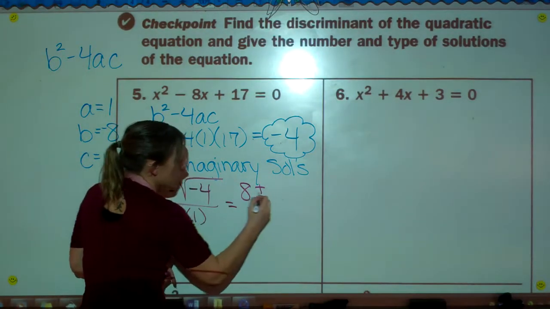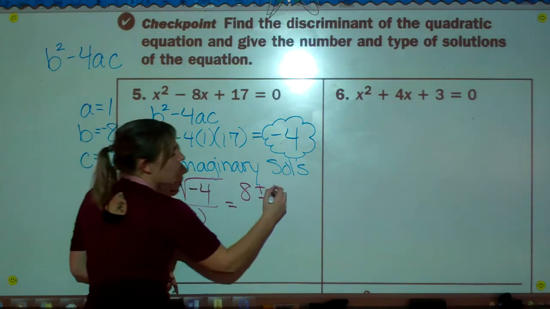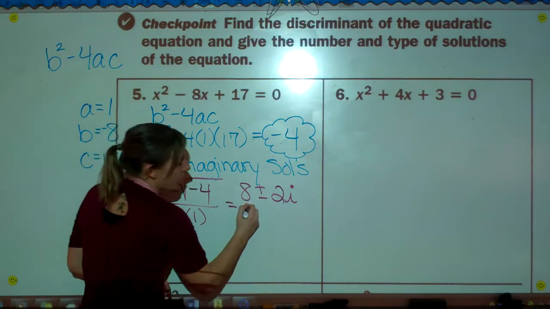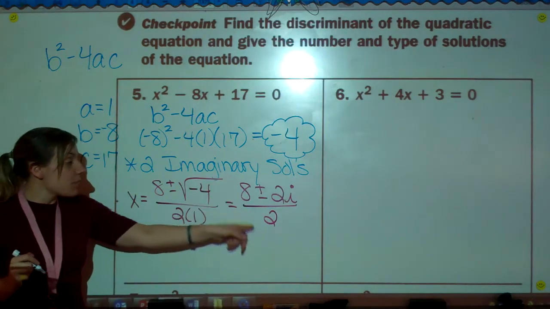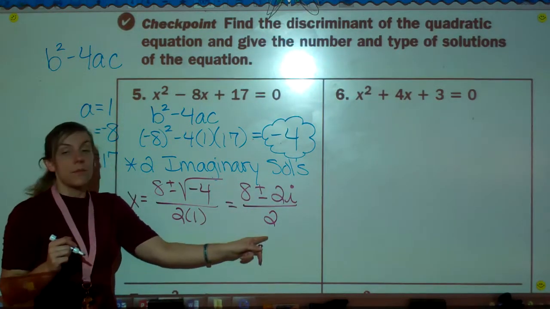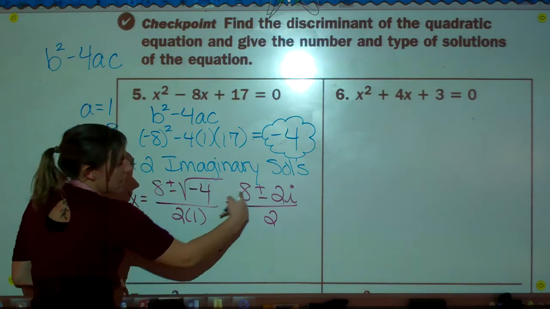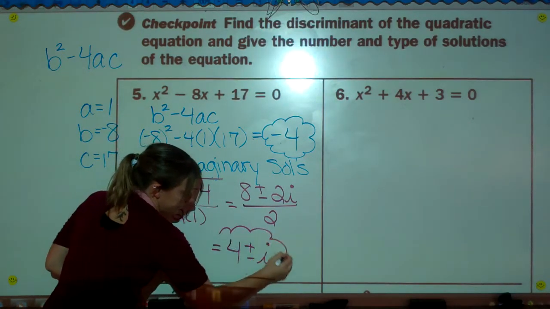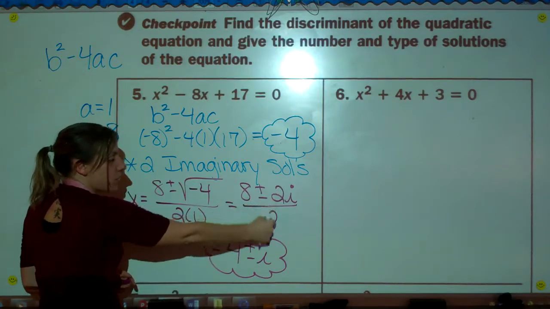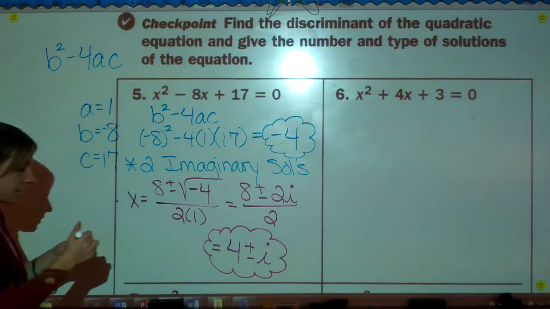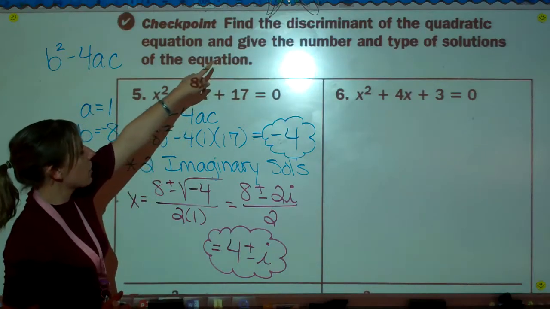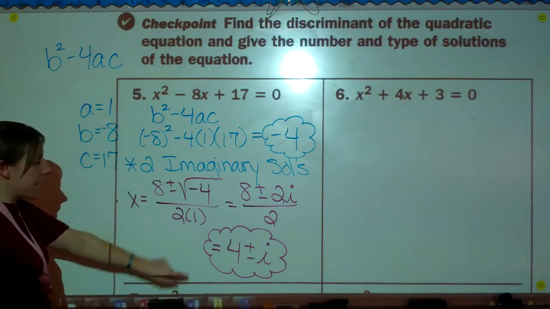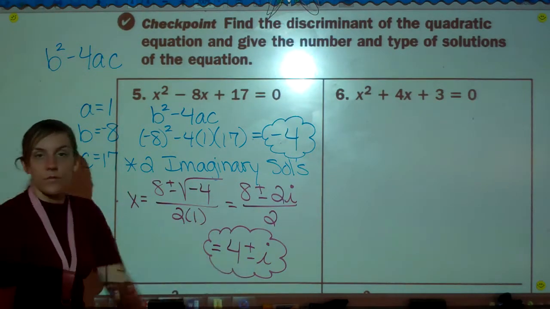8 plus or minus, the square root of negative 4 is 2i. It's i because of the negative, it's 2 because of the square root of 4, all over 2. And as we have practiced in the past, both of those divide by 2, so you finish that out by dividing, and you get 4 plus or minus i. Here's the discriminant that it asked for. Here's the type, 2 imaginary, and that is the imaginary solution: 4 plus i and 4 minus i.